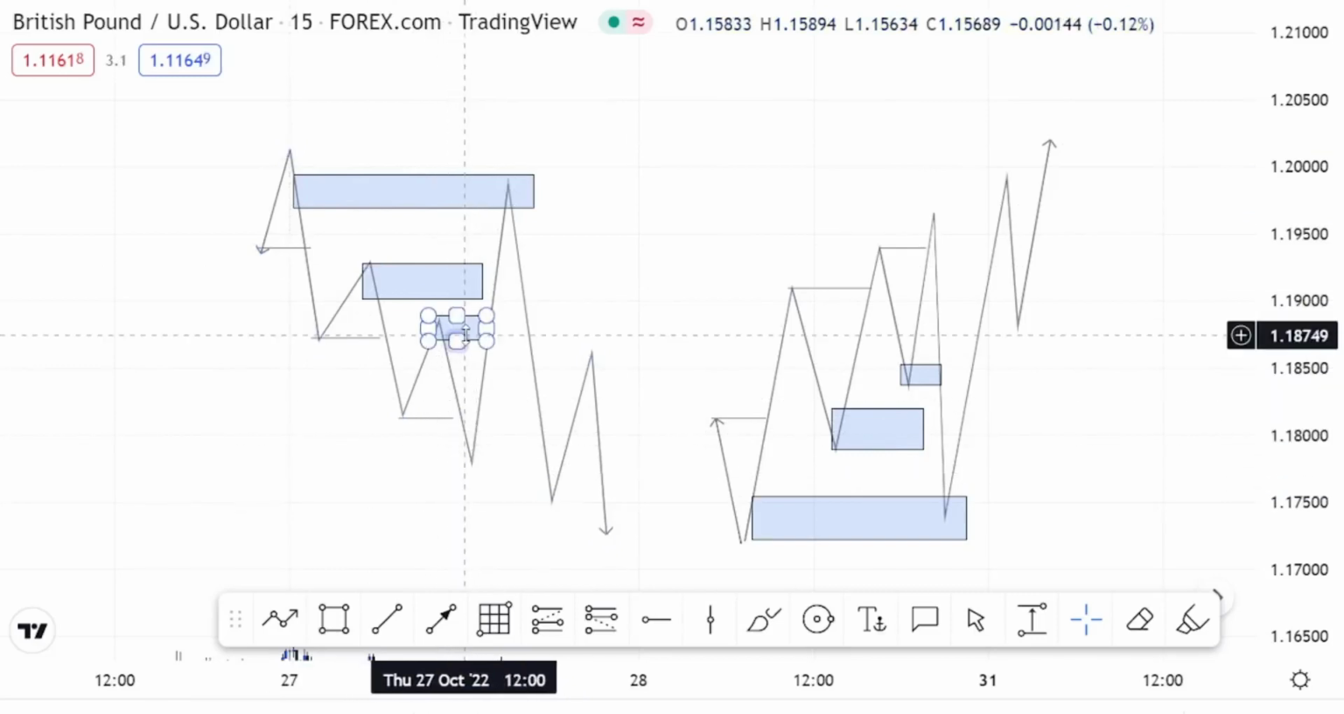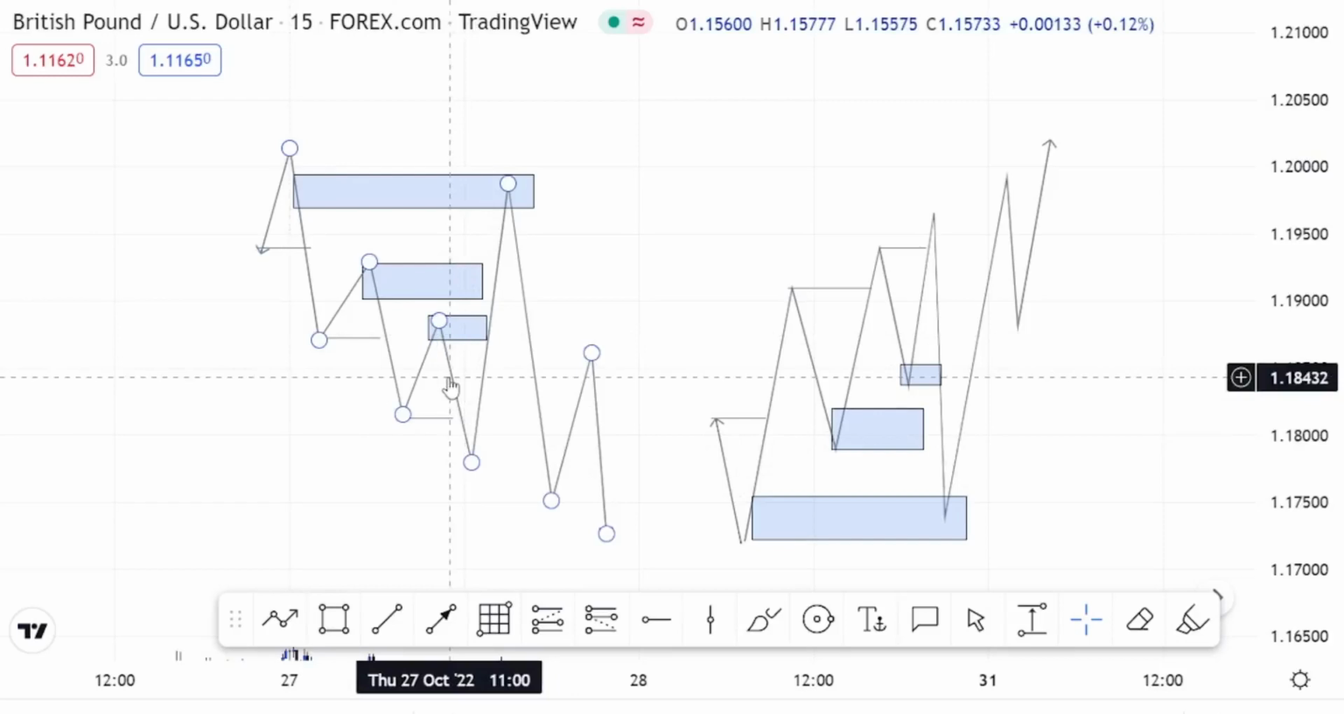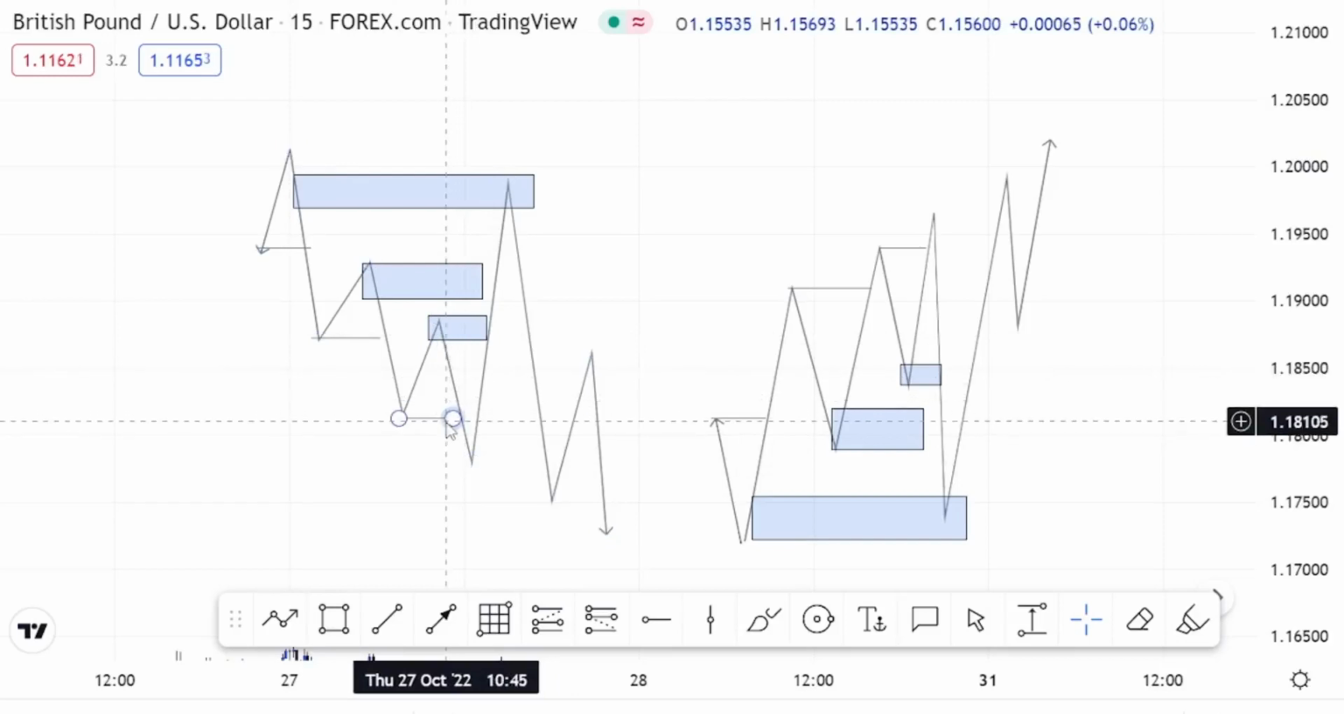This is where retail SMC traders are confused about which order block is likely to hold price. Now in this video I'm going to show you the order block that is a high resistance OB, which will hold price, and the one that will not hold price.